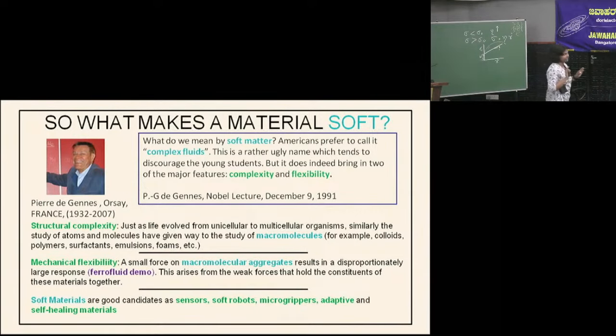So now soft materials again, this is not what we do in the lab, but we use soft materials because these are good candidates as sensors. I can talk about all these later. As soft robots, as micro grippers, and as adaptive and self-healing materials. We, for instance, work on certain materials called micro gels. We make layers of different stiffnesses, and they respond when you change the temperature, and by doing that, you can use it to grip tiny things. Okay? So there's a lot of technology that can come out of this.